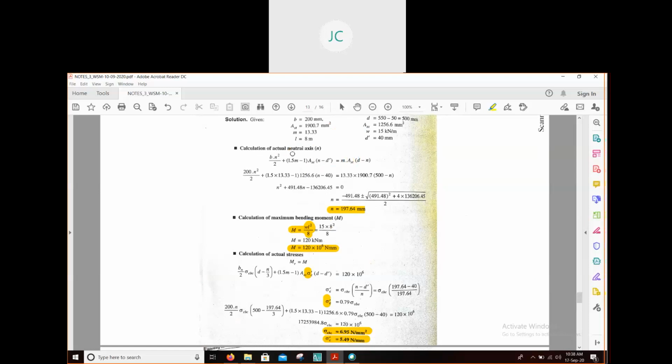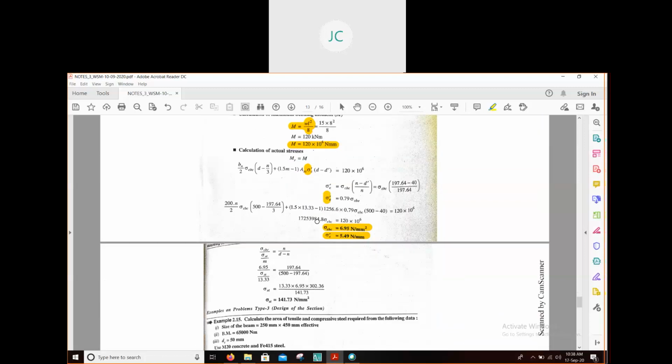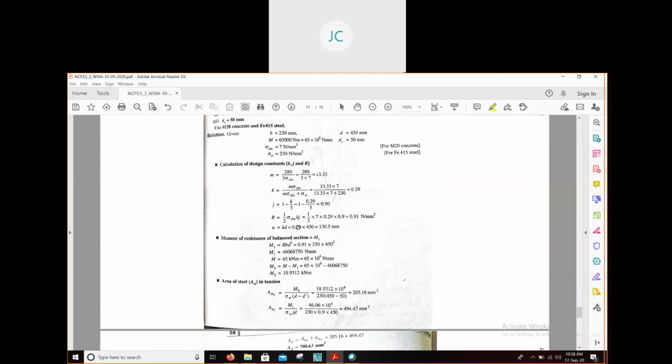For using this equation, we need the value of sigma ASC as well as AST. And both values are unknown in this question. So we can't use this equation. So we have to go to the basic equation which we have, n equal to kd. Our final aim is to find out the depth of actual neutral axis. This is one formula.